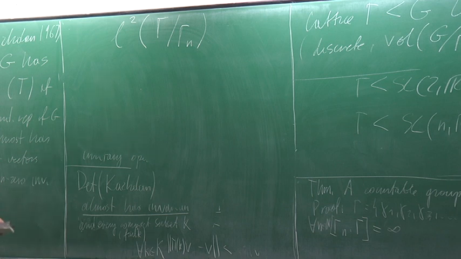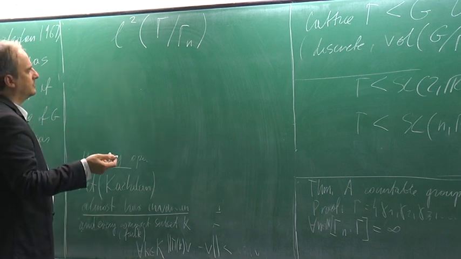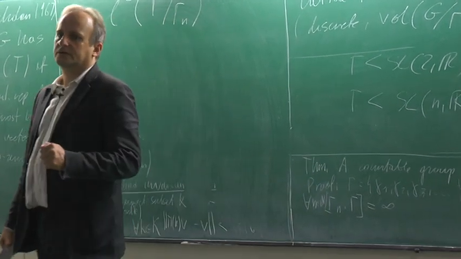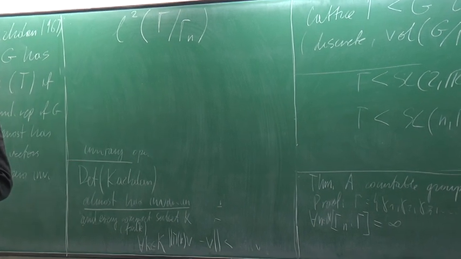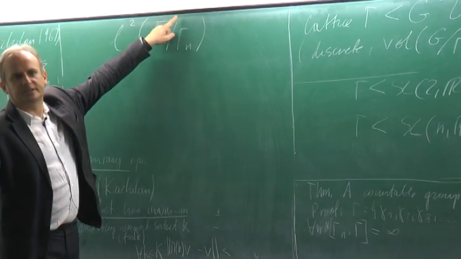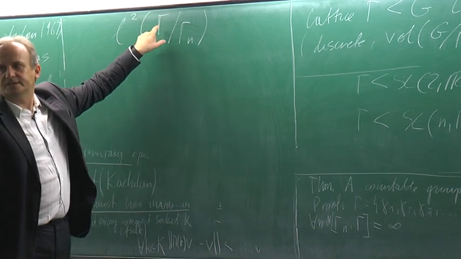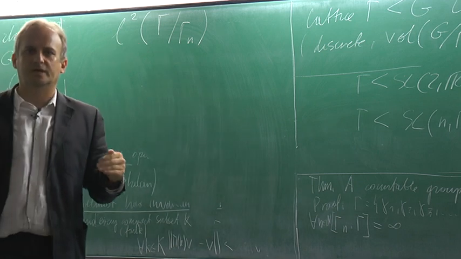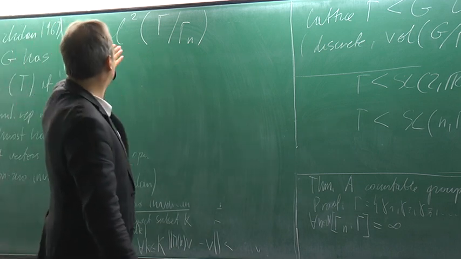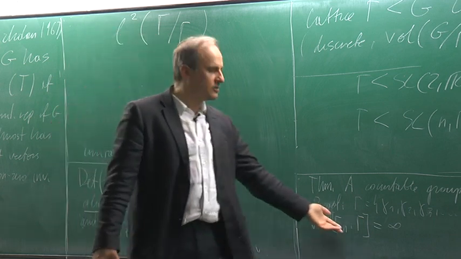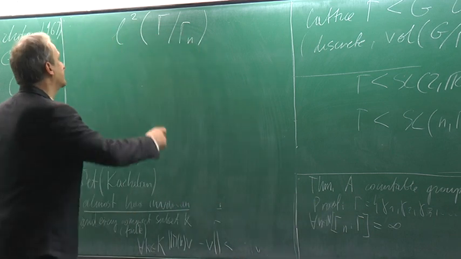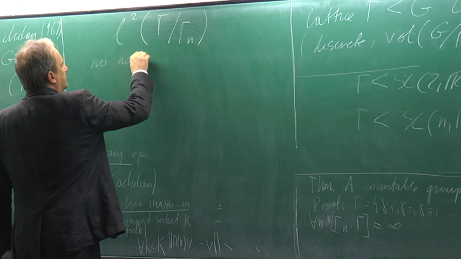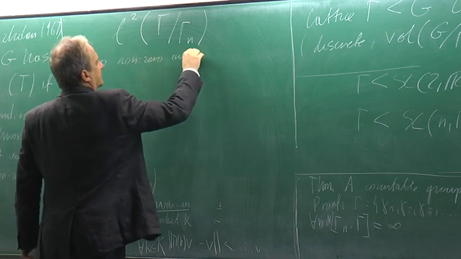Because gamma n is of infinite index, there is no nonzero invariant vector. Because gamma acts transitively on all these cosets, an invariant vector is a constant function, and it cannot be in L2 because there are infinitely many cosets, unless it's zero. So there are no nonzero invariant vectors.